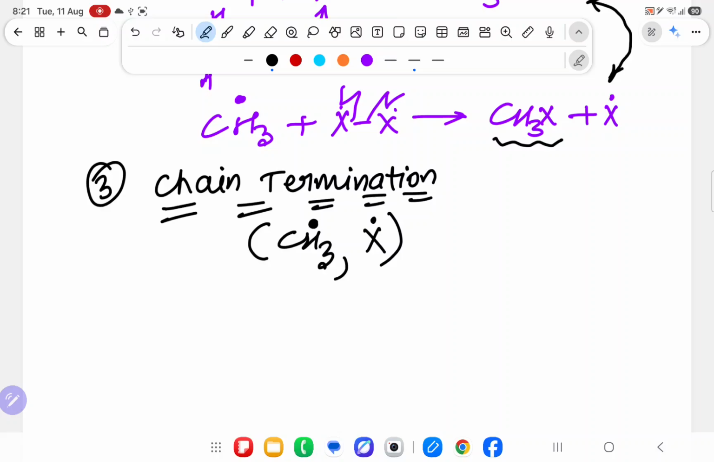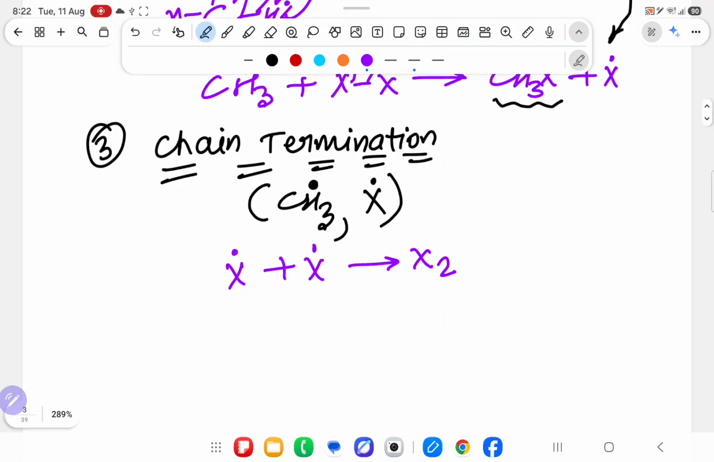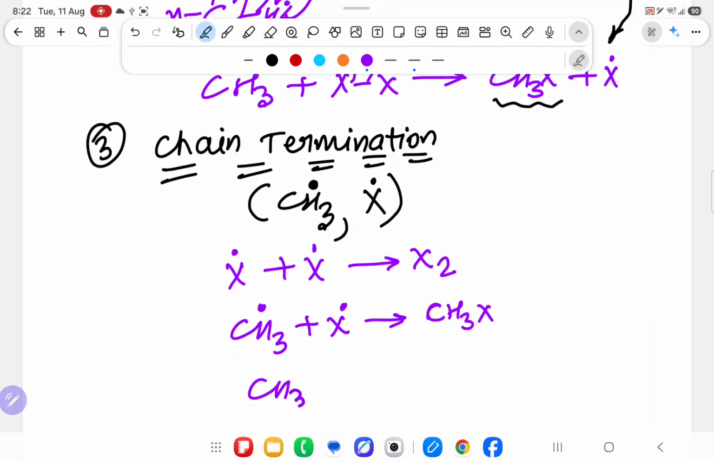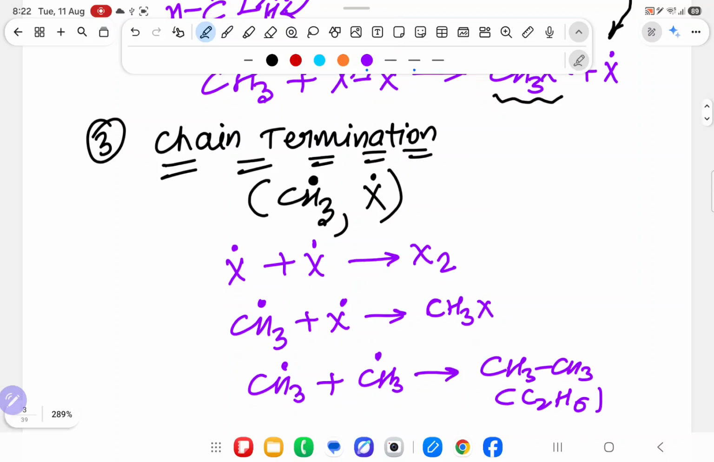Any confusion in that? Now over here, we will take CH3 dot and X dot. What will happen? It may be that X dot reacts with X dot and forms X2. It may be that CH3 dot reacts with X dot and forms CH3X, or it may be that CH3 dot reacts with CH3 dot and forms C2H6.